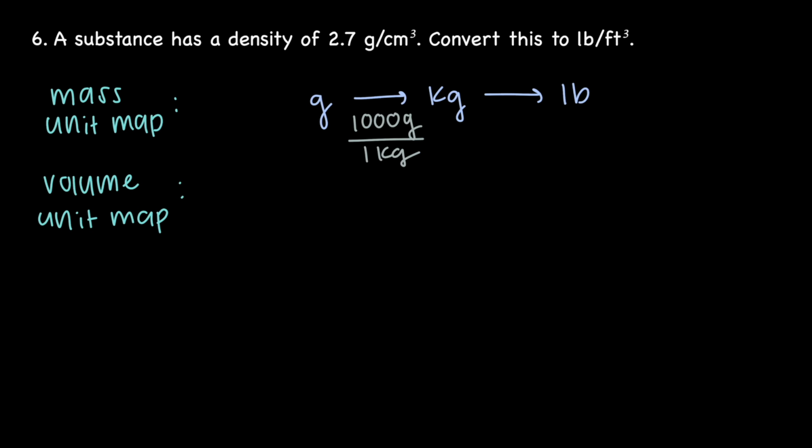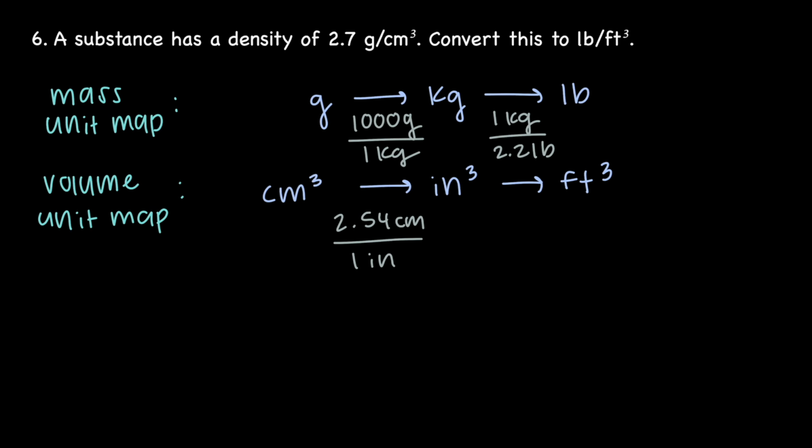There are 1,000 grams in 1 kilogram, and there is 1 kilogram in 2.2 pounds. To convert from cubic centimeters to cubic feet, we can first convert to cubic inches and then cubic feet. There are 2.54 centimeters in 1 inch, and we can cube both top and bottom to make them cubic units. There are 12 inches in 1 foot, and we can cube both top and bottom to make them cubic units.